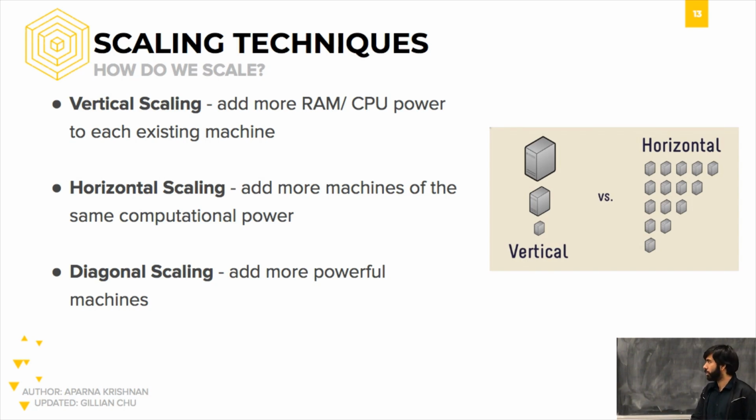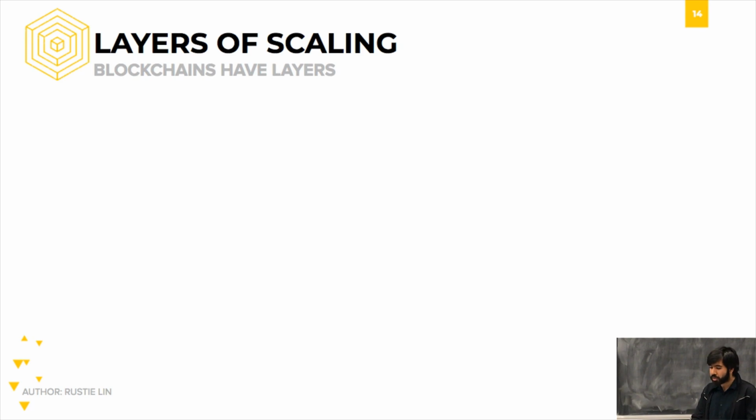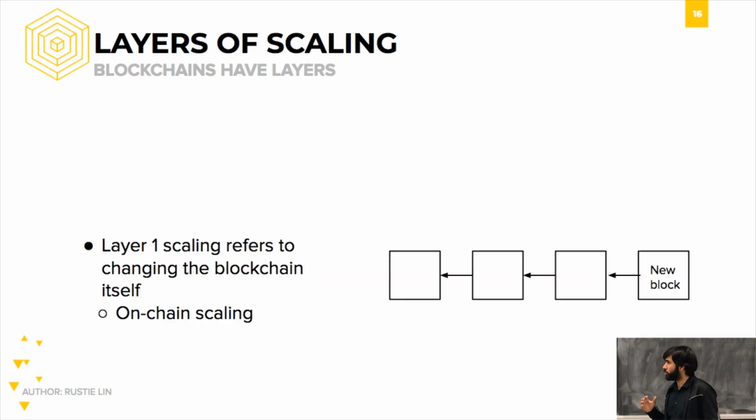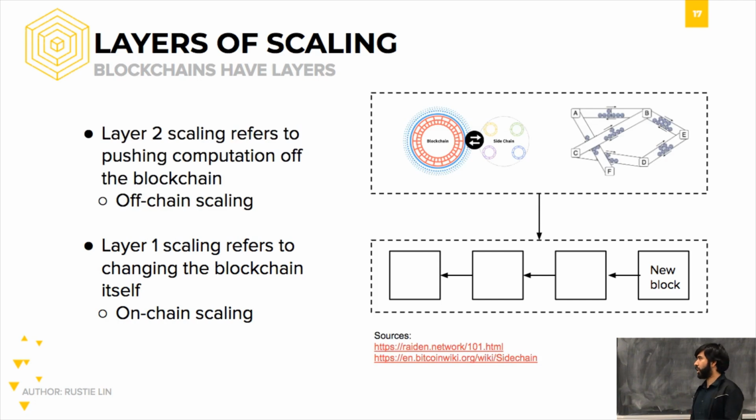And we'll go into this deeper throughout the lecture. All right, so you could say that blockchains are like ogres. They have layers. There are a lot of different places where we can scale the blockchain. This could be either at the first layer, layer 1, which is the blockchain protocol itself, or layer 2, which is on top of the blockchain.